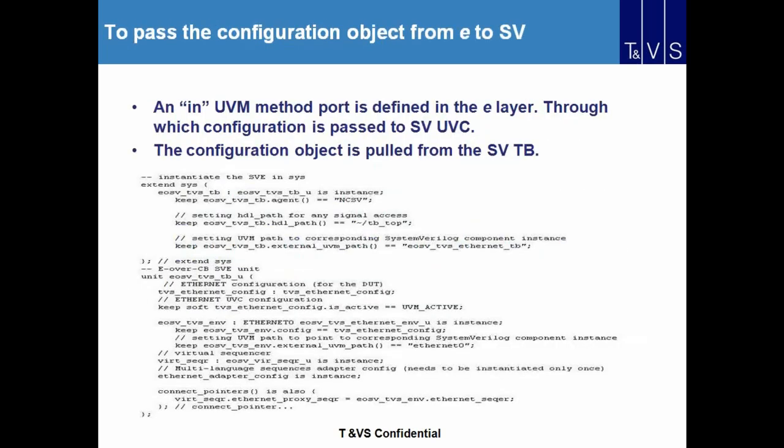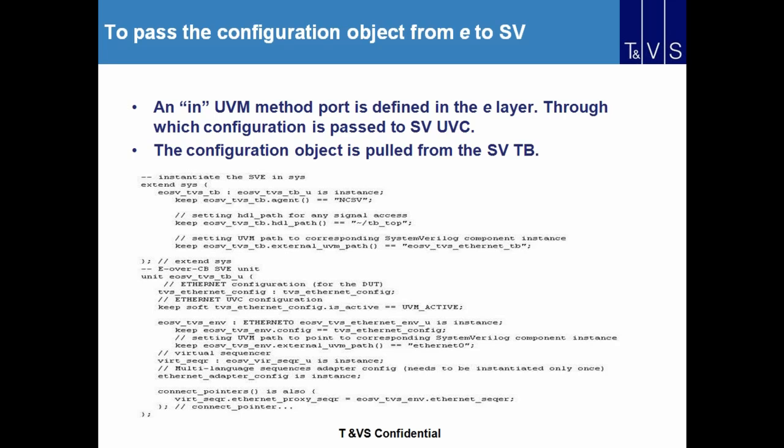Now, how to drive the configuration object from Specman-E to the SystemVerilog? We need to create an in UVM method port in the E layer through which we are going to pass the SystemVerilog UVC configuration item. The configuration object is pulled from the SVTB, so that you can have more control. Whatever constraints you put in the Specman-E are propagated to the SystemVerilog TB, sitting inside the E wrapper.